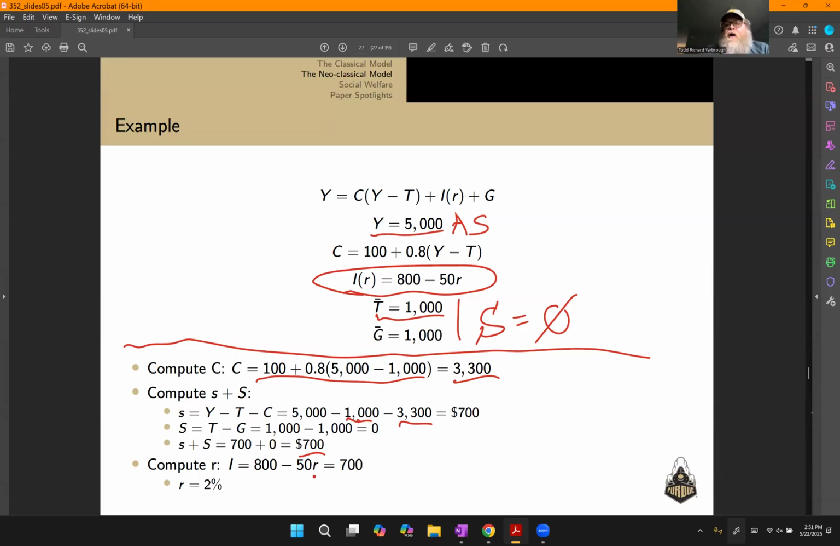So a very simple process. Work through a couple of these. I'll post some examples to Brightspace. There's a question on your problem set that has you go through one of these, so I would practice it a little bit. I'll have the solutions and everything, that way you can make sure that you're getting everything right. But this ultimately is the neoclassical model.